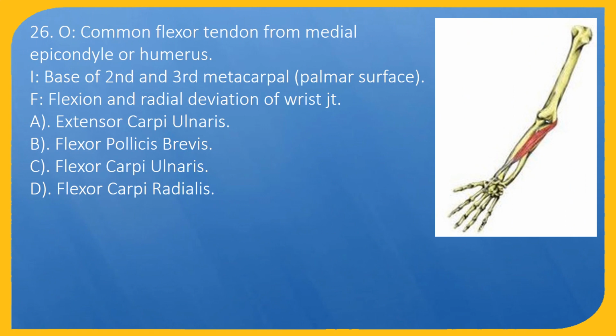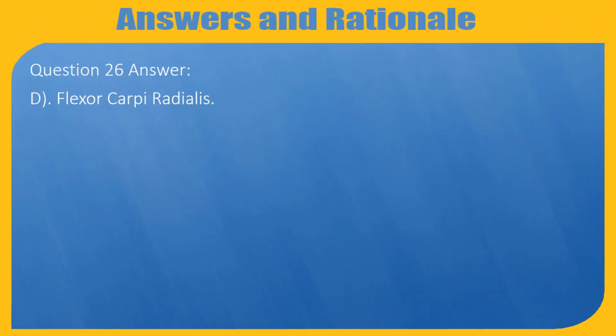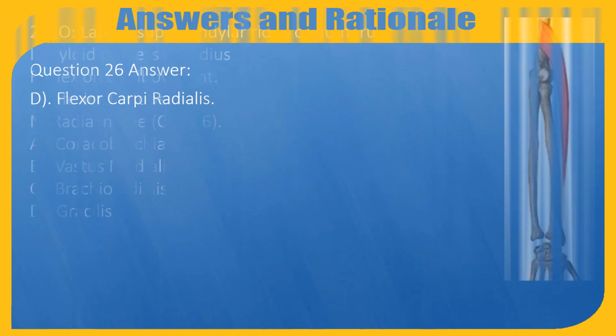Question 26. O: common flexor tendon from medial epicondyle of humerus. I: base of second and third metacarpal, palmar surface. F: flexion and radial deviation of wrist joint. A. Extensor Carpi Ulnaris. B. Flexor Pollicis Brevis. C. Flexor Carpi Ulnaris. D. Flexor Carpi Radialis. Question 26. Answer D. Flexor Carpi Radialis.